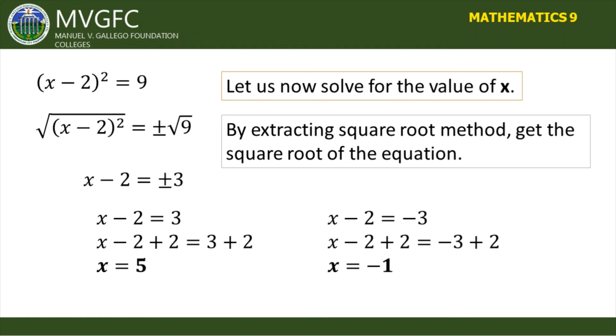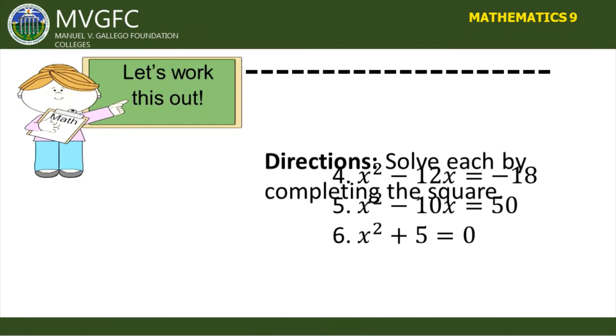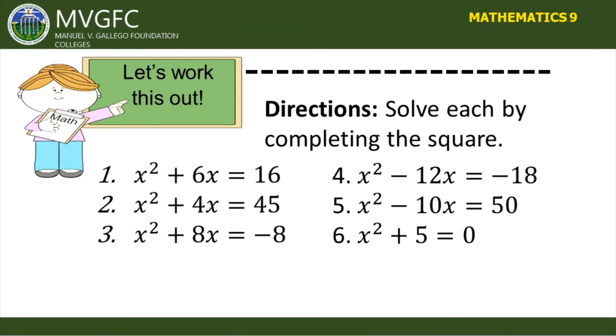So again, transposition or addition property of equality. So we have x minus 2 plus 2 is equal to 3 plus 2. Then we have x minus 2 plus 2 is equal to negative 3 plus 2. With that, our final answer is x is equal to 5 or x is equal to negative 1. That would be the end of our discussion. Both of our answers are applicable for solving a quadratic equation by completing the square.